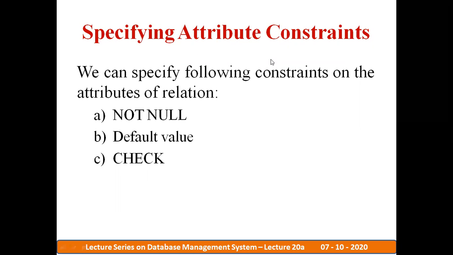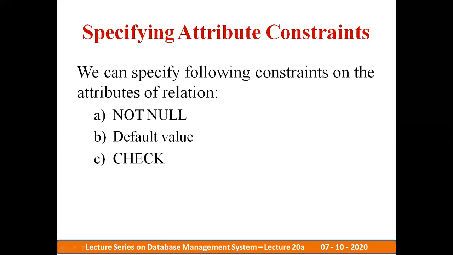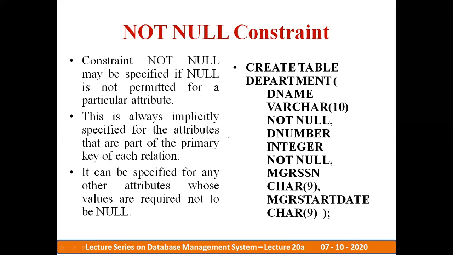Now, for specifying constraints on attributes, we can consider unique as one type of constraint as well, so totally we can specify four types of constraints on the attributes. The first one is not null, the second one is the default value, the third one is the check. So these are mainly the three constraints we can specify on the attributes. Let us see in detail the not null constraint.